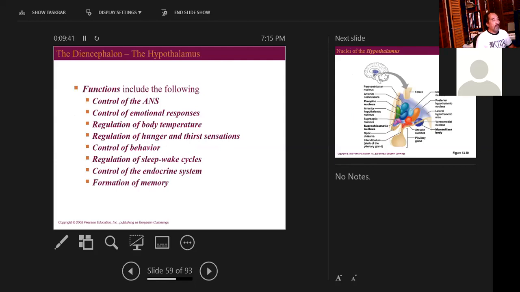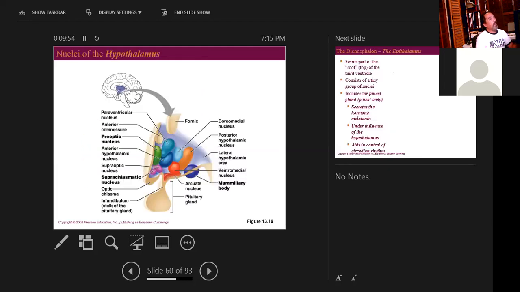They control the endocrine system. They control the pituitary gland. And they also form memory. Okay, so this is a lot of things that the hypothalamus does. Now, this is what it looks like inside the hypothalamus. You have these jelly bean looking structures located in the hypothalamus. These are nuclei, and each of these nuclei has its own functions, such as your autonomic nervous system, your emotions, your behavior, and they're the ones that control it here, okay, in the hypothalamus.